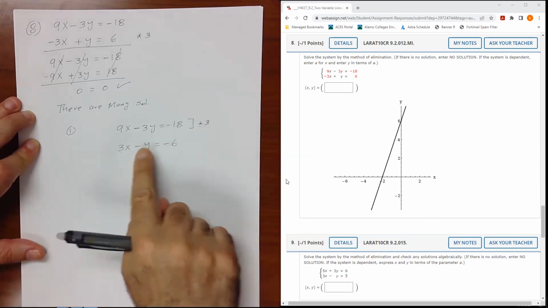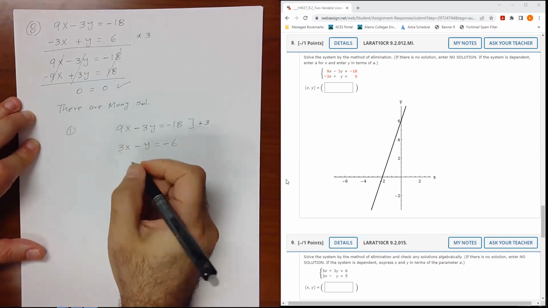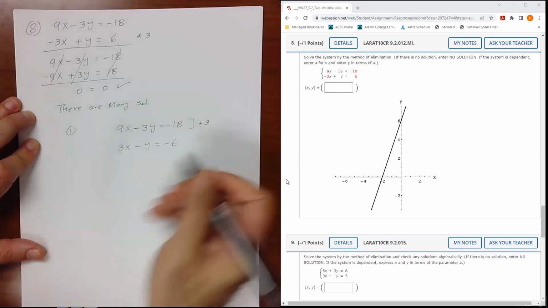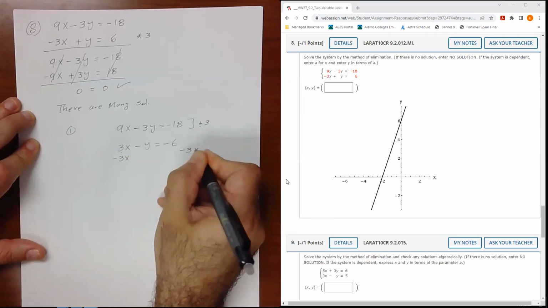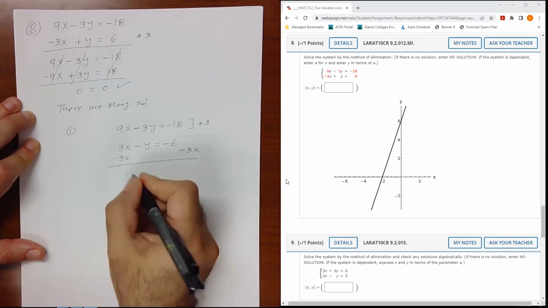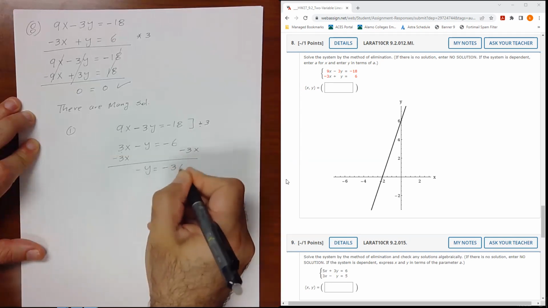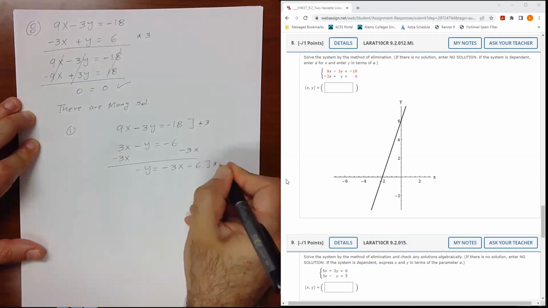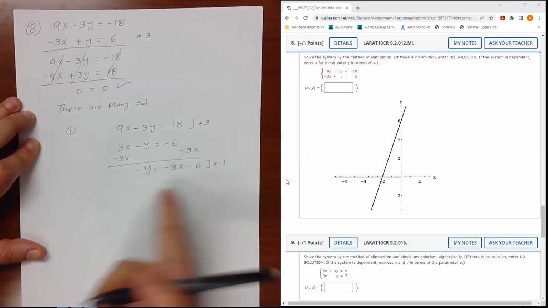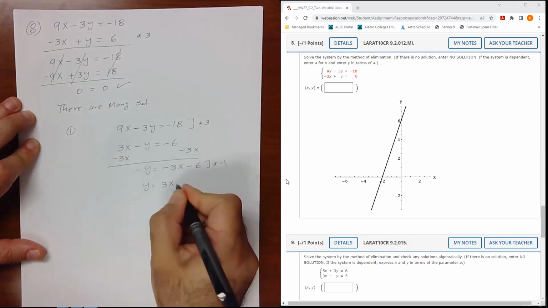Then I'm going to move the x to the other side by subtracting 3x from both sides. So the left side is going to be negative y equals negative 3x minus 6. Then I'm going to multiply by negative 1, because I need to solve it for y. So y is going to be equal to 3x plus 6.